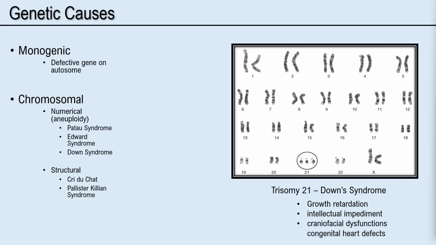Structural chromosomal defects arise when there is a chunk of DNA on the chromosome which has undergone a change. This could either be a deletion, a duplication, an inversion, where it is flipped upside down, or a translocation, where it is detached and stuck to another chromosome. Examples of this are beyond the scope, but are called Cri-du-Chat or Pallister-Killian syndrome.